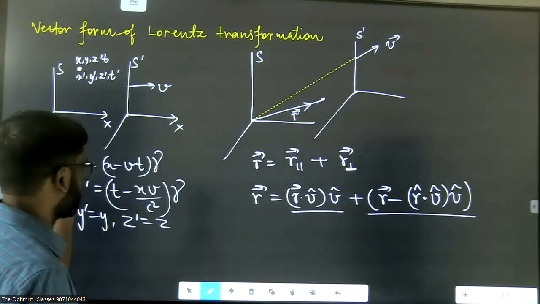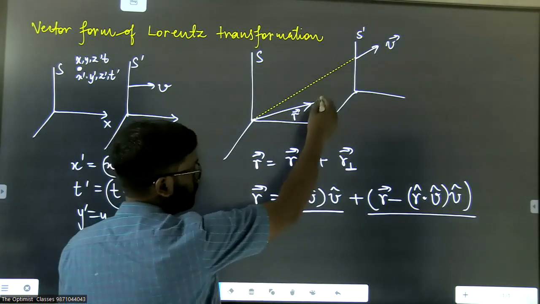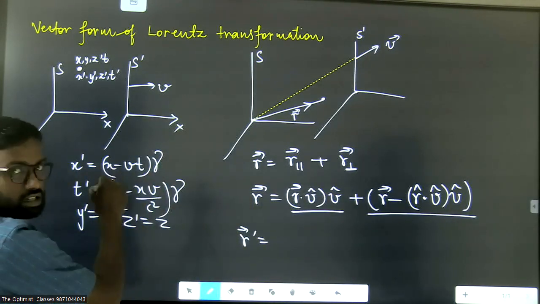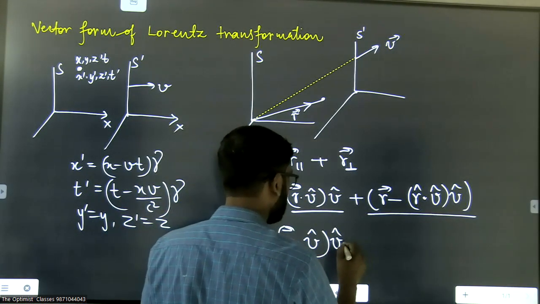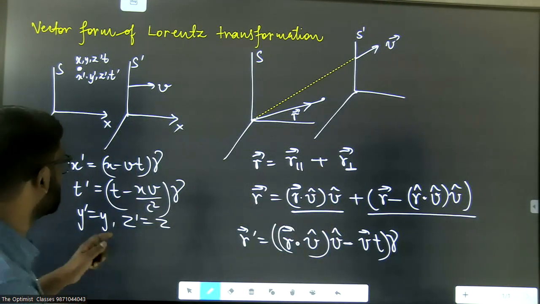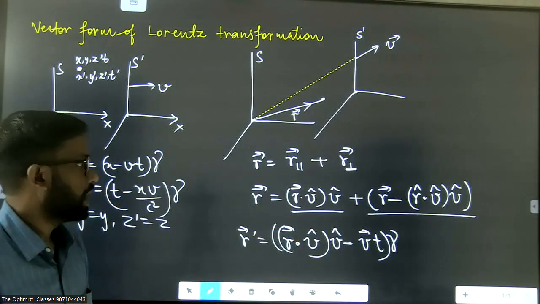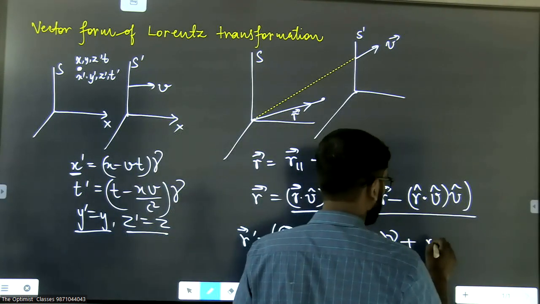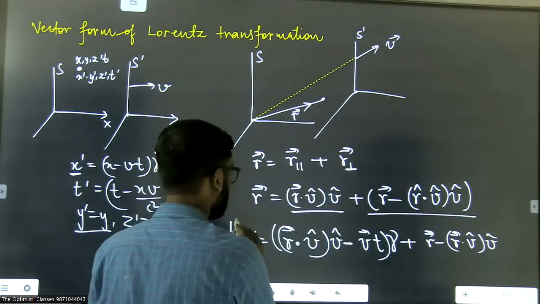Now we know that the coordinate which is parallel to velocity gets transformed in this way. So if we write r primed vector, the position vector of the event with respect to the S prime frame, then it will be something like this. This parallel one will get transformed in this manner. So we'll write: (r dot v cap) minus v t, multiplied by gamma, all along v cap. This was parallel to the direction of velocity; x was parallel to the direction of velocity, so x was transforming like this. So here this component will transform in this manner. And since y and z are perpendicular to the direction of velocity and do not transform, here also this perpendicular component will not transform. So it will remain as it is: r minus (r dot v cap) v cap. So that is the vector form of Lorentz transformation.